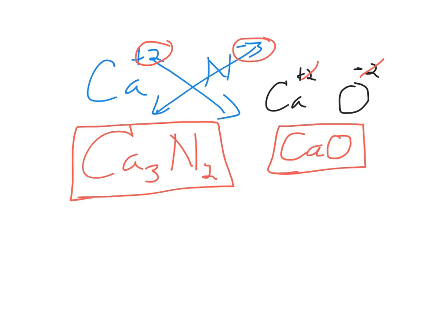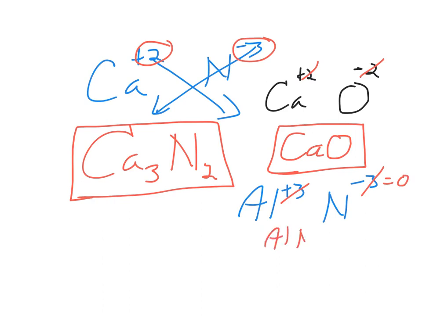Now it doesn't have to be a 2. It could be something like aluminum with a +3, and then nitrogen with a -3. Again, because it's the same number. If I give you 3 apples and then take 3 away, that equals 0. So all you have is just 1 aluminum and 1 nitrogen. That's it. Okay? So that's if they're the same number.